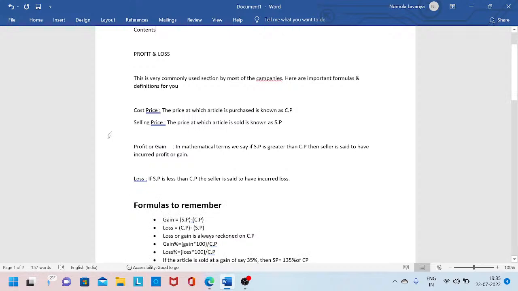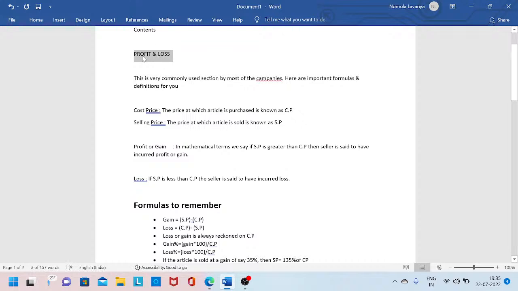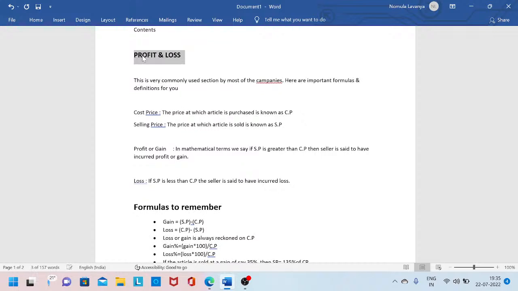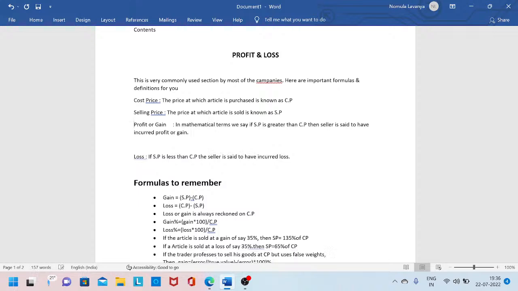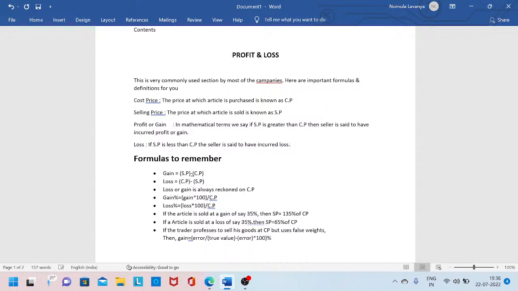And yes, this is the profit and loss class. One second. Okay, so this is the class. I'm just arranging it properly so that you can see the formulas and the class at once.